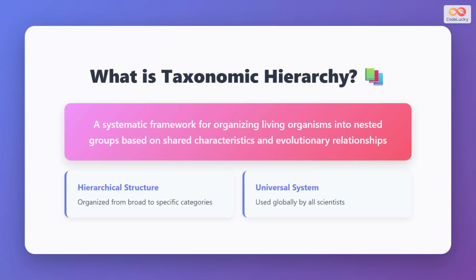The taxonomic hierarchy is a systematic framework for organizing living organisms into nested groups based on their shared characteristics and evolutionary relationships. Imagine a set of boxes within boxes, where each inner box contains organisms that are more closely related to each other. This system is hierarchical, meaning it's organized from broad general categories at the top to very specific categories at the bottom. What makes this system so powerful is that it's universal. Scientists all around the world use the exact same classification system, allowing them to communicate clearly about any organism, no matter where they are.